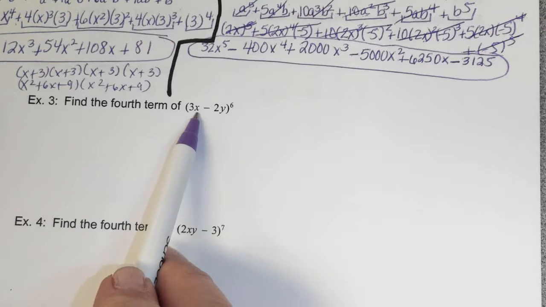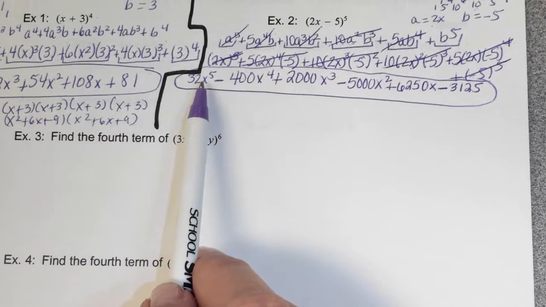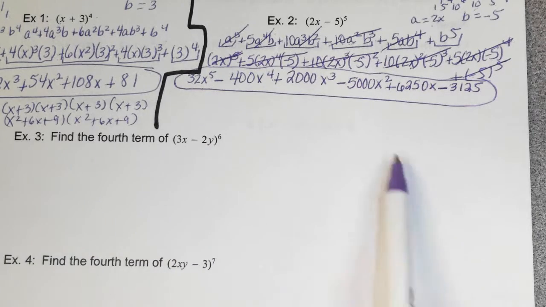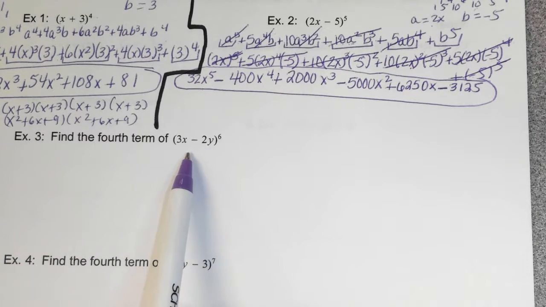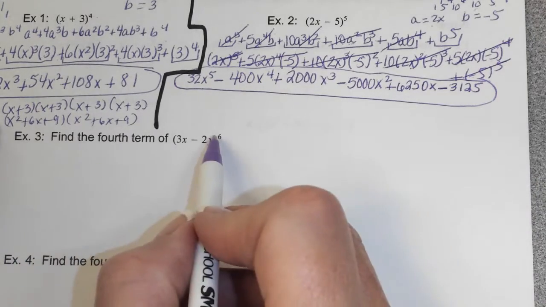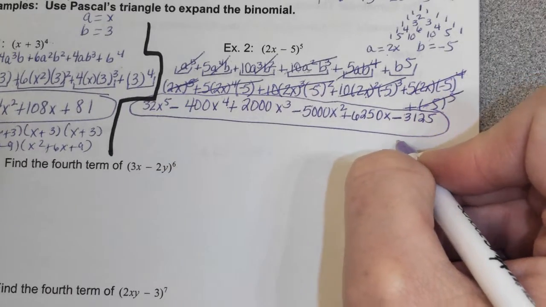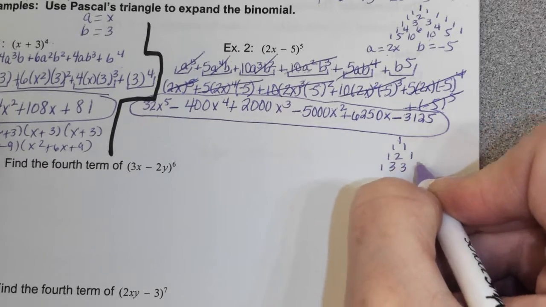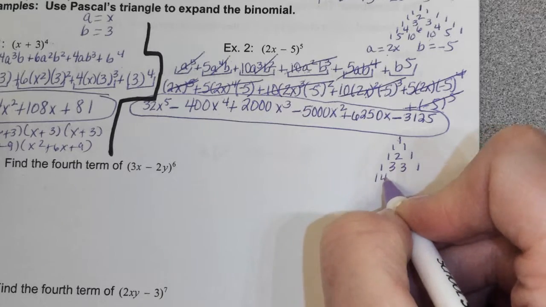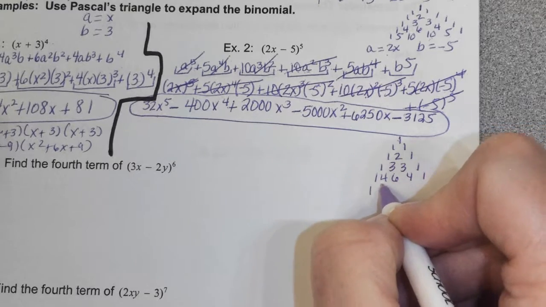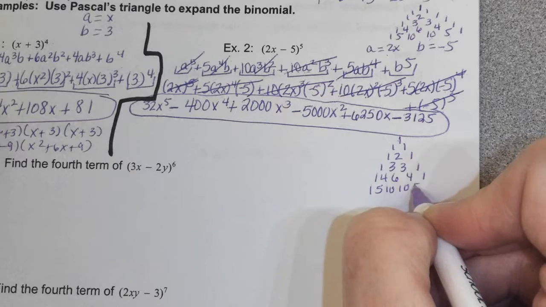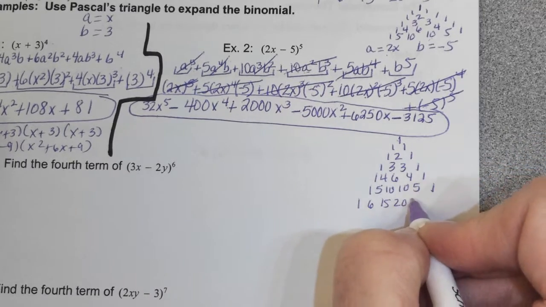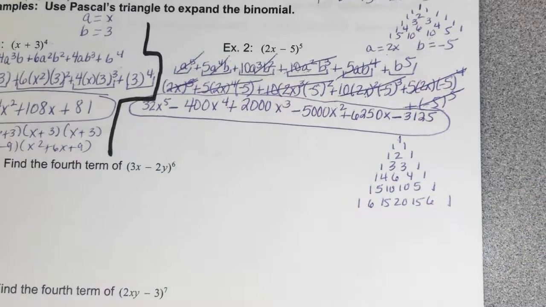Find the 4th term of this. Just the 4th term. Like this is the 1st term, 2nd term, 3rd term, 4th term. I'm not going to figure out this whole entire expansion when all I need is that 4th term. It's to the 6th power. I'm going to come over here and do Pascal's quickly. 1, 1, 1, 1, 2, 1, 1, 3, 3, 1. That'd be to the 3rd power. This is to the 4th. This is to the 5th. And this would be to the 6th power.